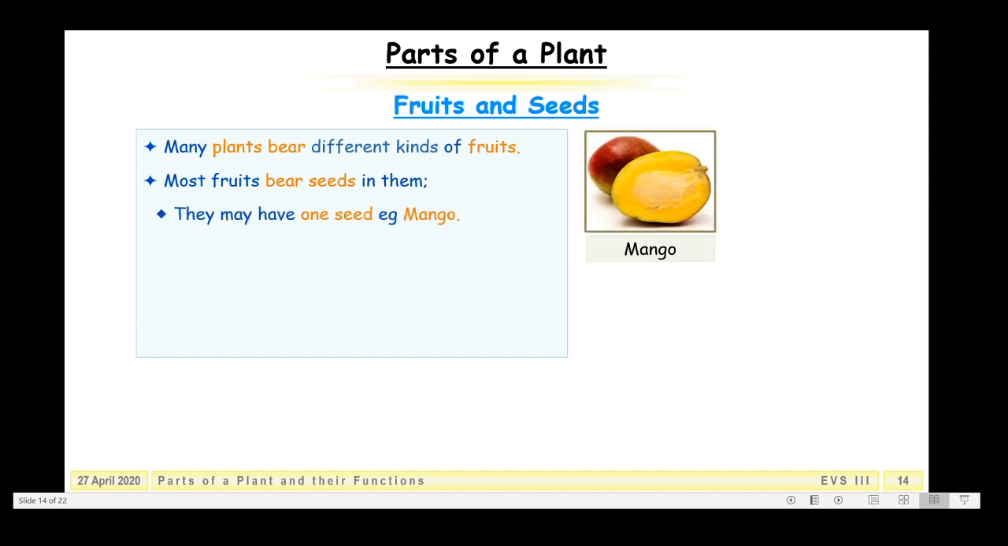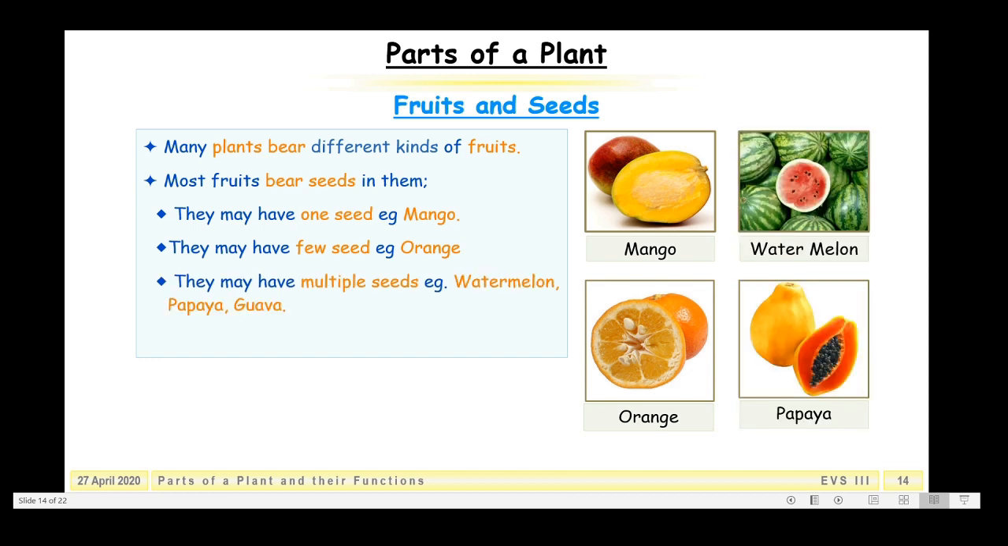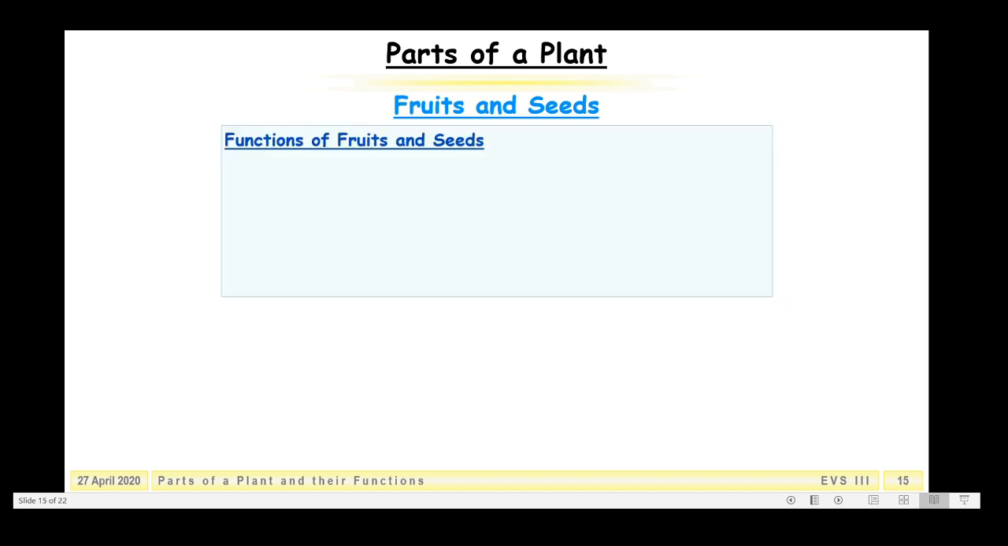If we take the example of mango, they may have one seed, right? All of you have eaten mango. They may have few seeds like orange, or they may have multiple seeds like watermelon, papaya, or guava, right? Then new plants grow from seeds. And what is that process called? That is called germination, right? Then let us see what are the functions of fruits and seeds.